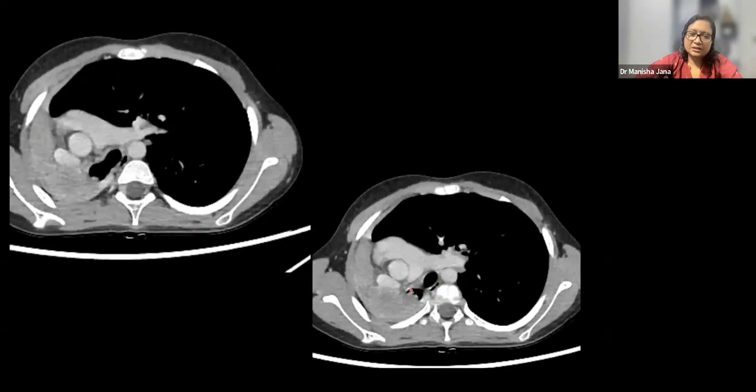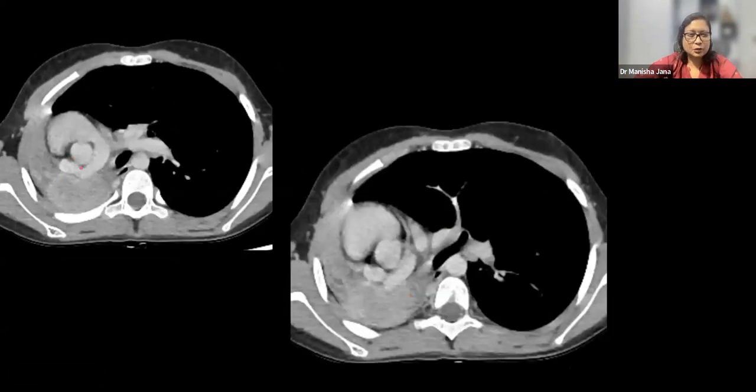And subsequently, we can see that this is the right main bronchus, and there is some soft tissue projecting inside. We go a little lower, and we can see this entire soft tissue filling here, and that is causing complete collapse of the right lung. So this is the right lung collapsed, right lung at the periphery, and this central part is the mass.